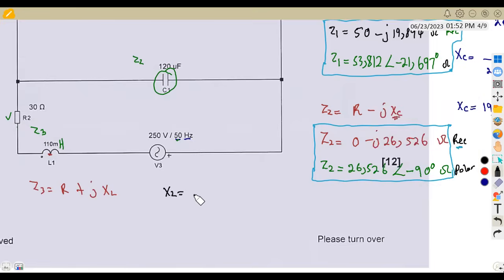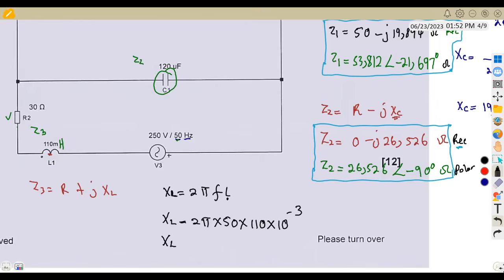So our XL in this case is going to be taken from this formula. Remember that XL is equivalent to 2 pi fL. So we can substitute into the formula: 2 pi times the frequency of 50 hertz, times our inductance, which, take note, is 110 millihenry, so it's 110 times 10 to the exponent of -3. So that is going to give us our XL.